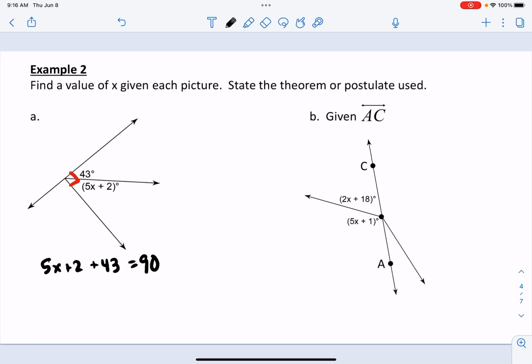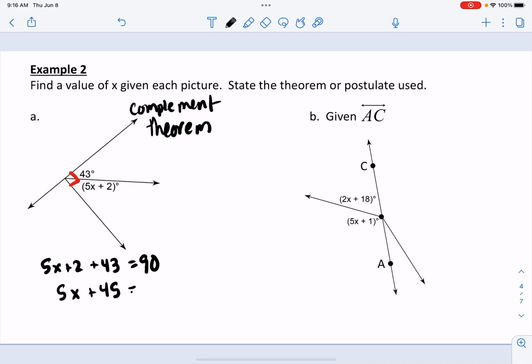So my reasoning for that is the complement theorem. Now I need to solve this equation. So I have 5x plus 45 is equal to 90. 5x equals 45. x is going to equal 9. And then our theorem or postulate is the complement theorem.